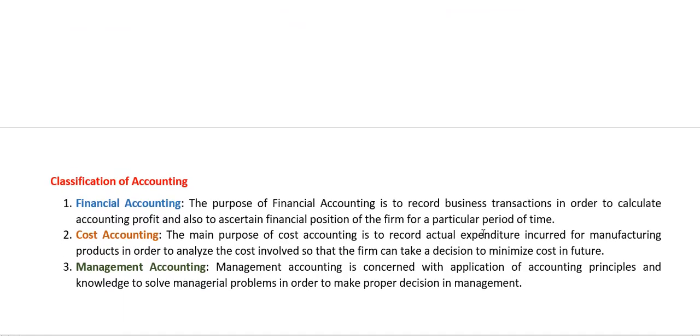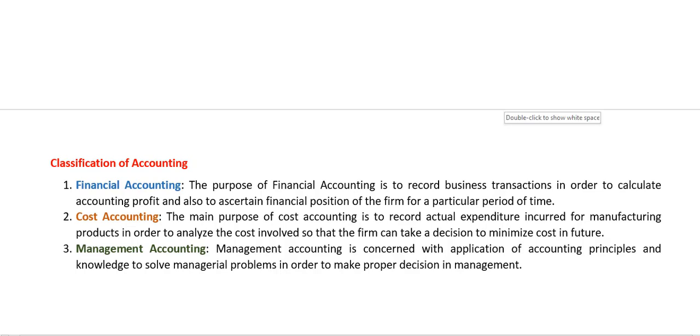So after understanding the definition of accounting, we have to understand that there are three types of accounting. The first and very common type of accounting is financial accounting. In our previous videos and in our future videos, we have been studying about financial accounting. So this is the fundamental accounting, the main accounting that we refer to when we use the term accounting. The purpose of financial accounting is to record business transactions in order to calculate accounting profit and also to ascertain the financial position of the firm for a particular period of time.